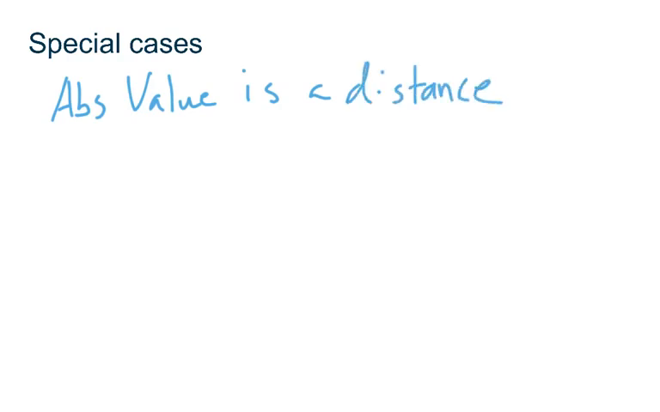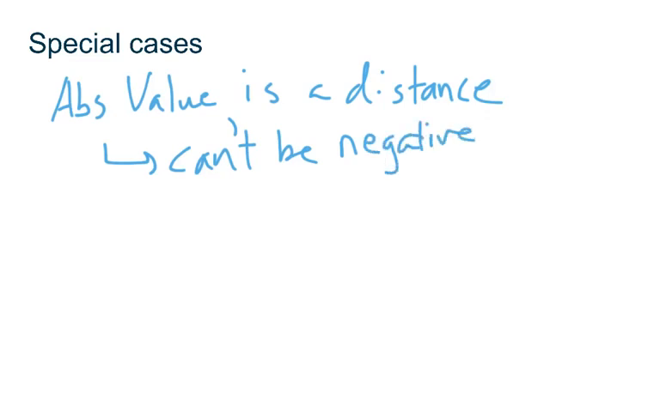Finally, let's talk about the special cases. So we have to remember that absolute value is a distance. And what that means is it can't be negative. Absolute values make everything positive because a distance can only be positive. You cannot have a negative distance. You cannot be closer to something than being next to it. It doesn't work like that. So you have to watch out for this.